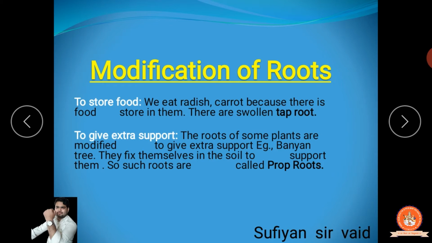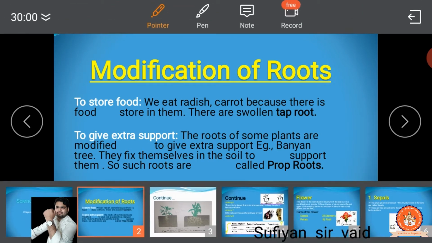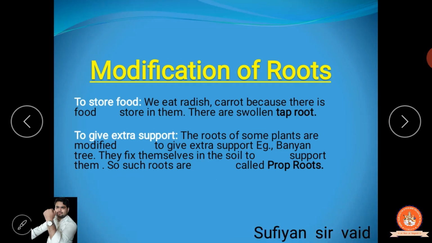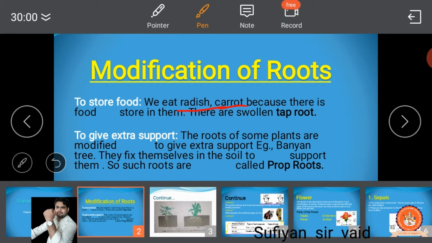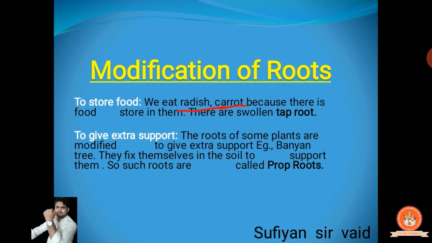We have one example over here: radish and carrot. This is the example of that food. Clear? Okay, another point is that roots can give extra support. Clear? You had already observed how the roots of some plants are modified to give extra support.